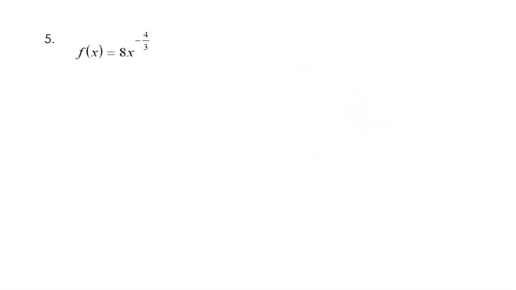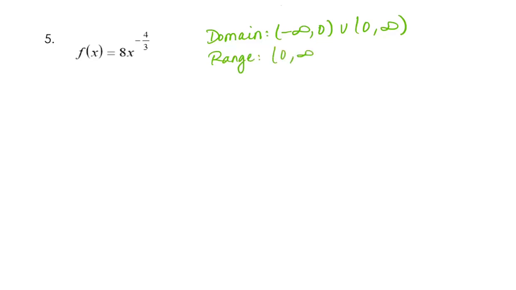Now, moving on to the last question, question number 5. Let's do exactly the same thing. So let's start with the domain. The domain of this function is negative infinity till 0, union 0 till infinity. Its range is from 0 till infinity. The intercepts of this function are none, since there is no intercept.